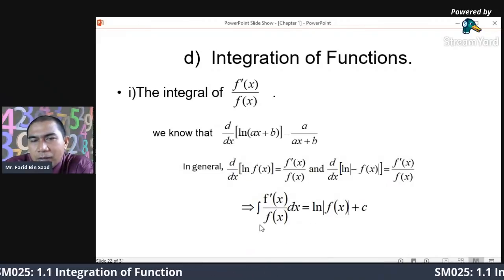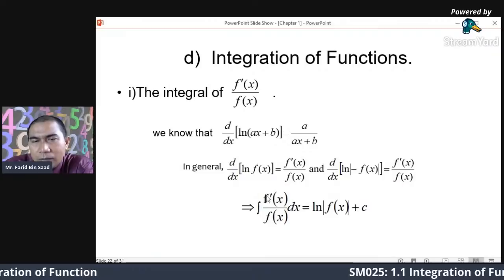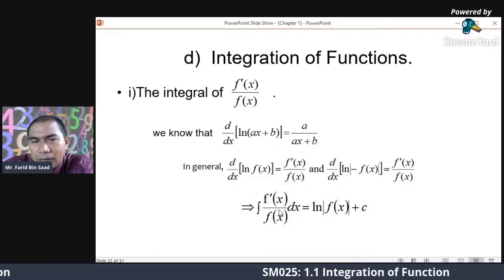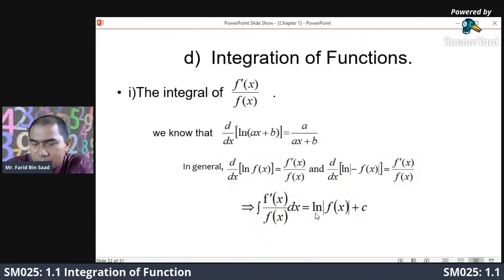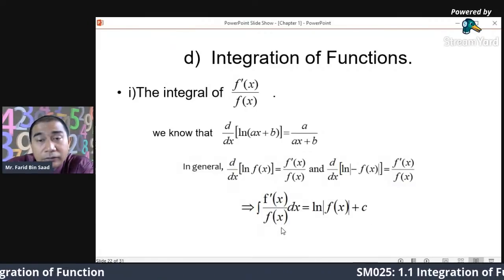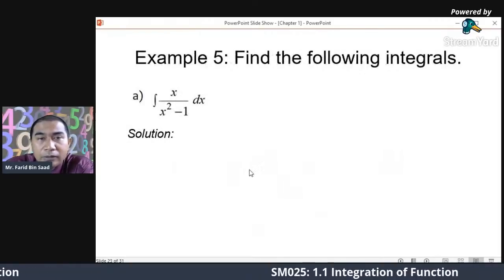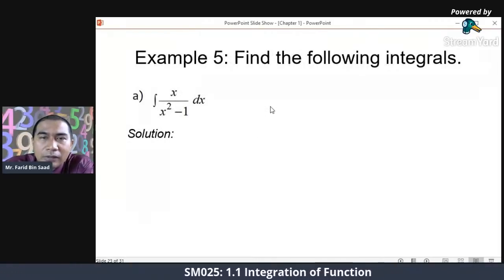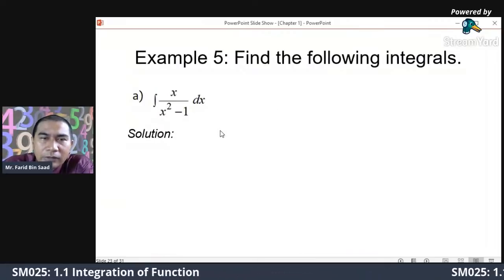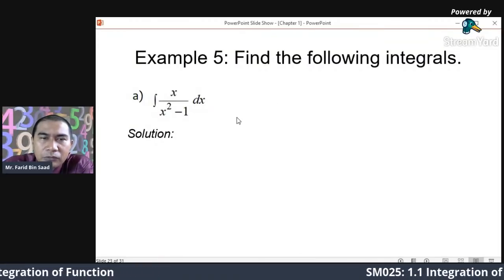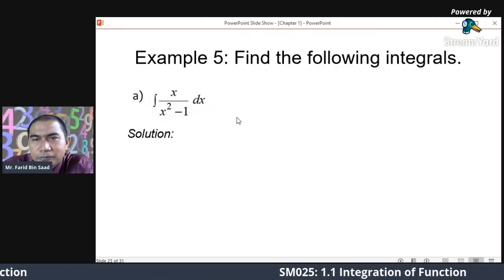Okay, please don't forget, if we integrate in the form f prime x over f x dx, we get ln f x plus c. Okay, so this one. Okay, next. Here is the example. Example 5. Find the following integrals. Integrate x over x to the power of 2 minus 1.